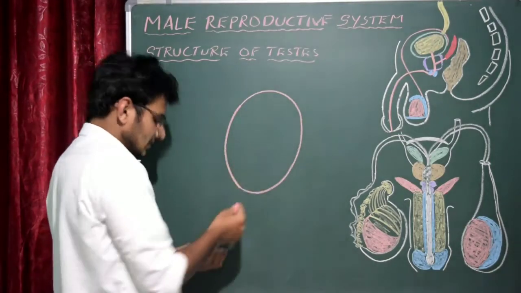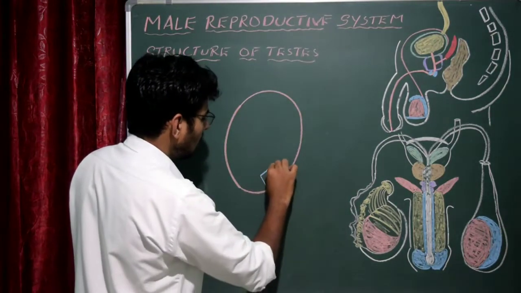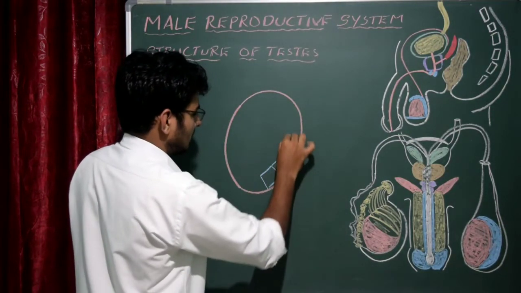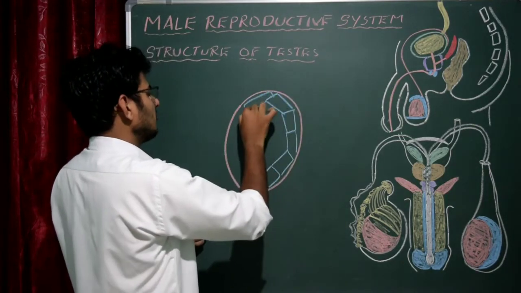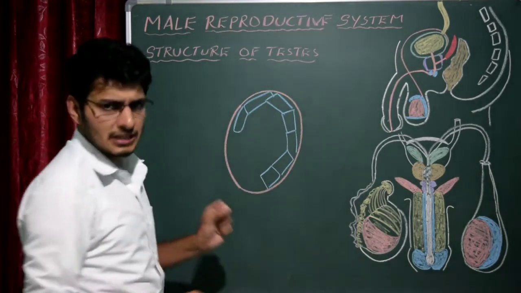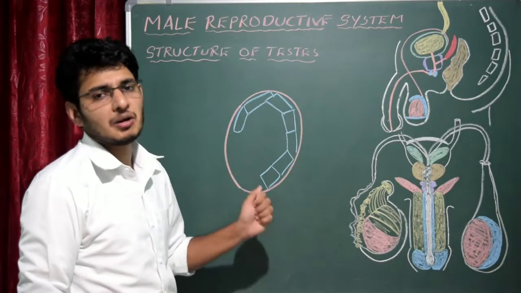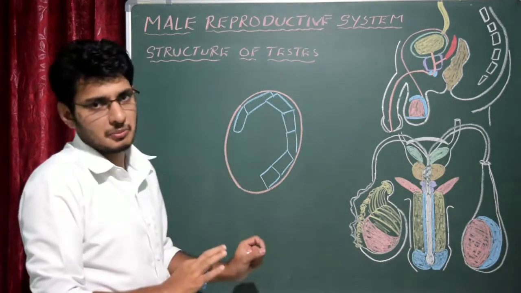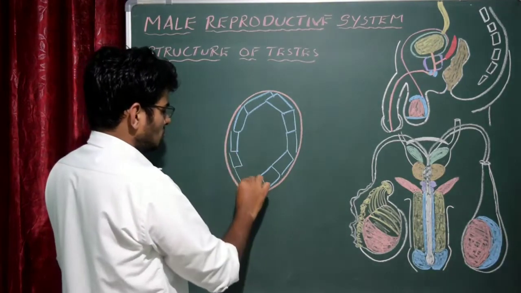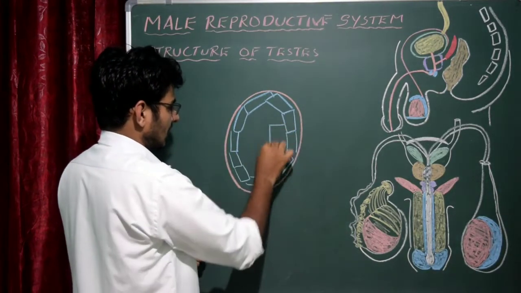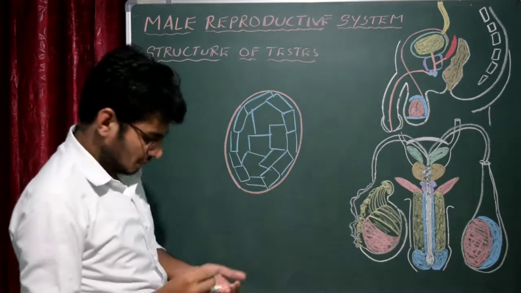So this is the testis, and now inside the testis you see a lot of compartments. I am using blue color here. Compartments in the sense like boxes. Many compartments will be there. Normally in each testis, there will be about 250 to 300 compartments. Let us take 250 compartments. First I'll just finish the diagram. So there will be so many compartments like this, around 250 compartments.